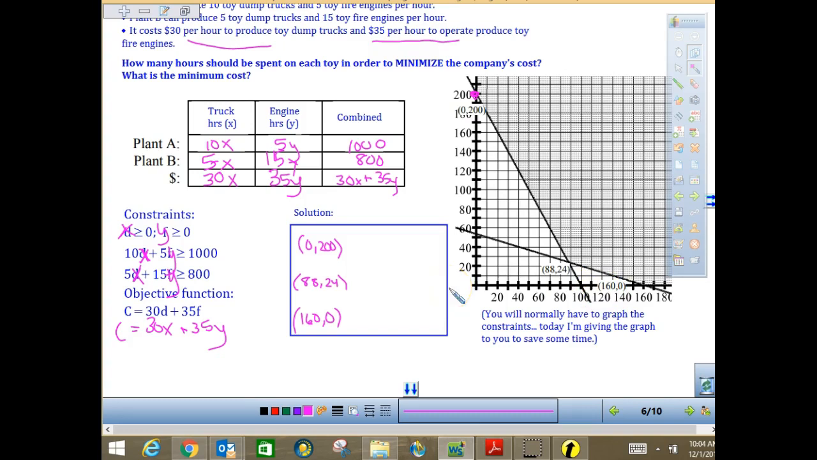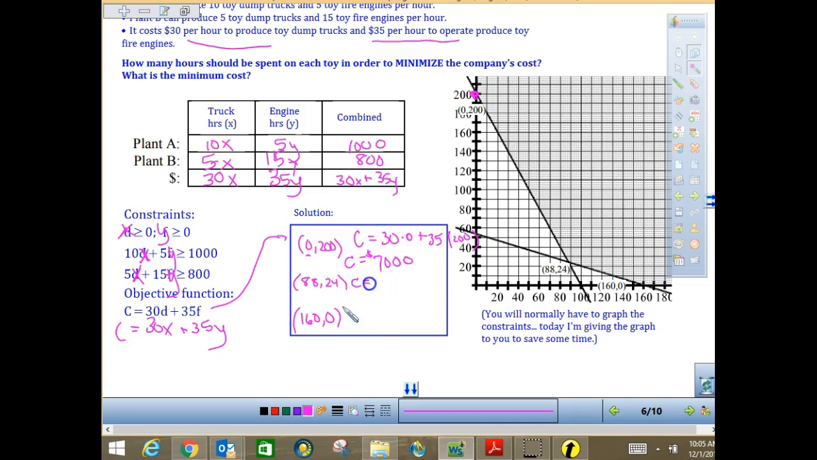So what do we do at this point? We're going to find our cost. What do you think? I'm going to put C equals what? 30. Wait, what is my X here? So I'm going to go to this equation, right? So I have C equals 30 times X. What is my X? The dump truck. Yes, and in this solution right up here, I have 0. So I'm going to take 30 times 0 on my calculator, which is 0, plus 35 times what? 200. Put that in your calculator. Our first cost comes out to be 7,000.